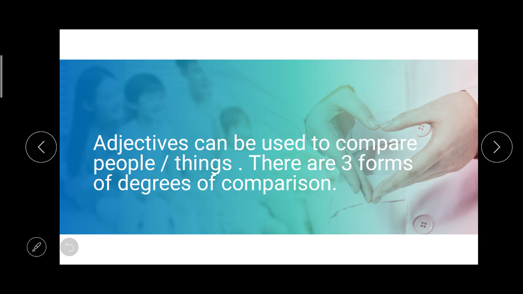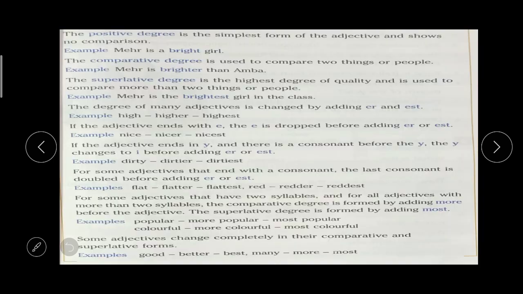So students, adjectives can be used to compare people or things, and there are three forms or degrees of comparison. The first one is positive degree, the second one is comparative degree, and the third one is superlative degree.